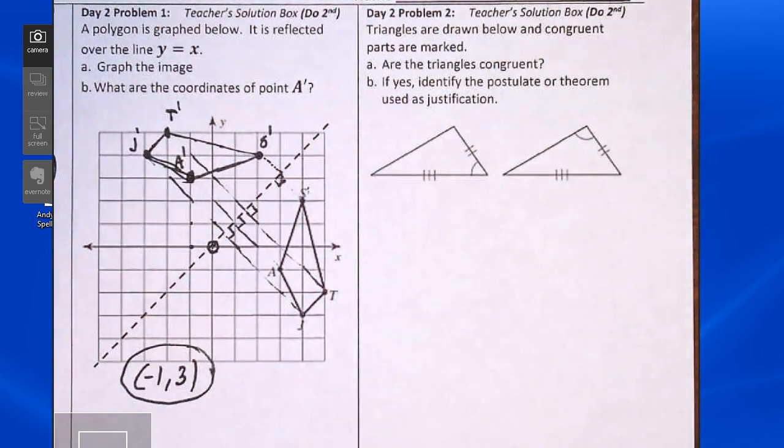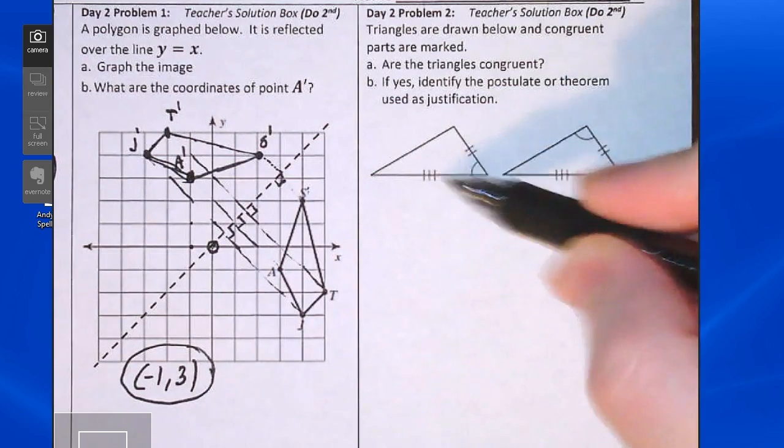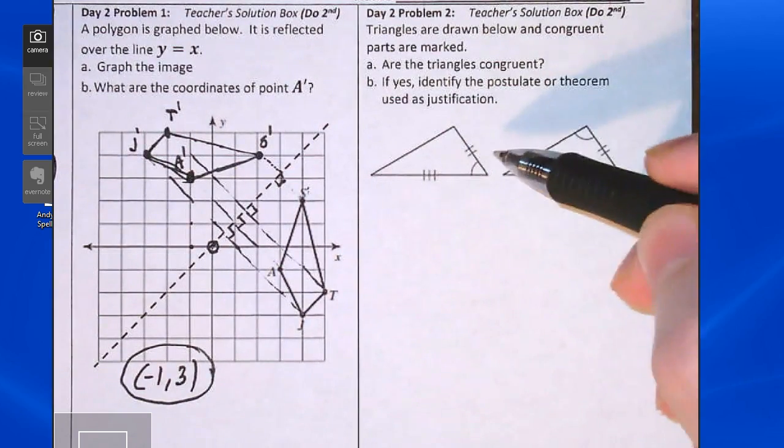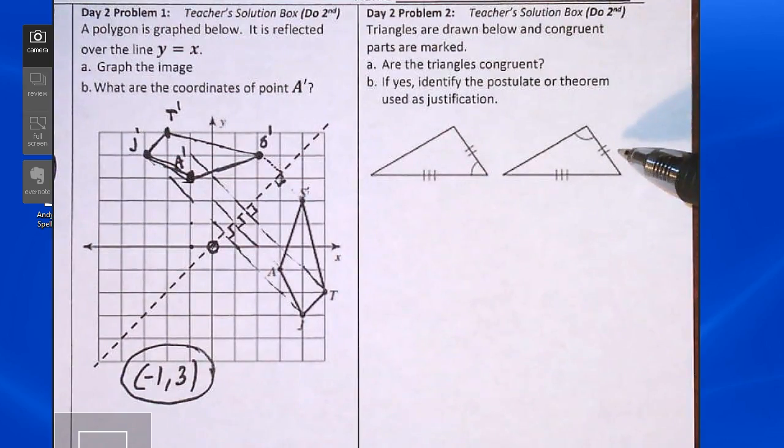Now day 2, problem 2. Triangles are marked below. Congruent parts are marked. Are the triangles congruent? So let's pay attention to what sides and angles of the first triangle are marked as being congruent to corresponding sides and angles in the second triangle. This side and this side are matched. This side and this side are matched. We even have a loop and a loop.